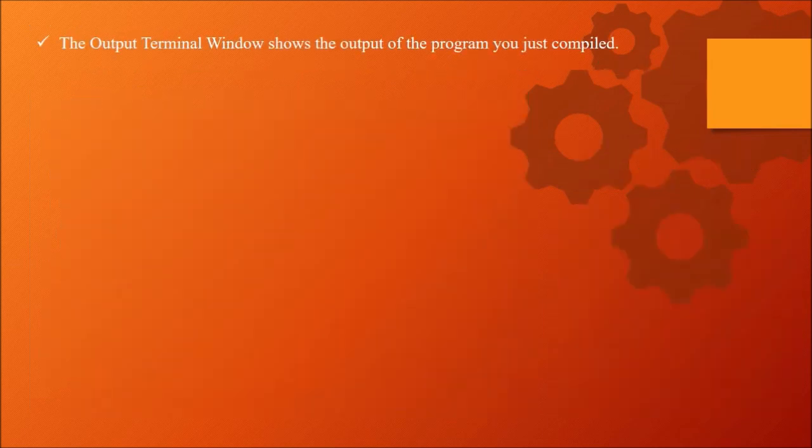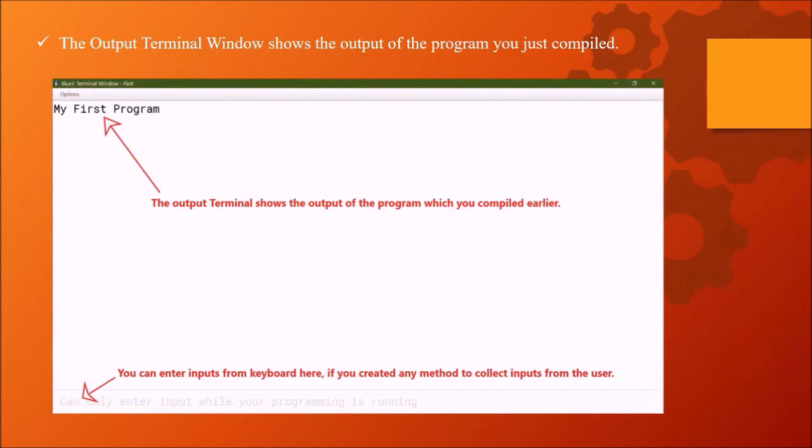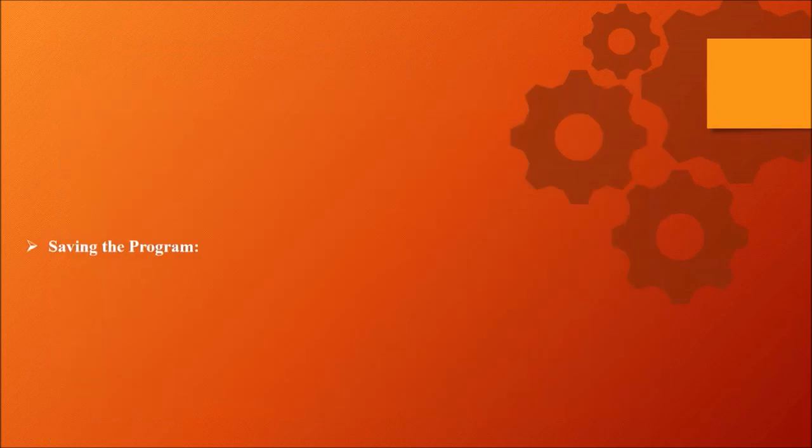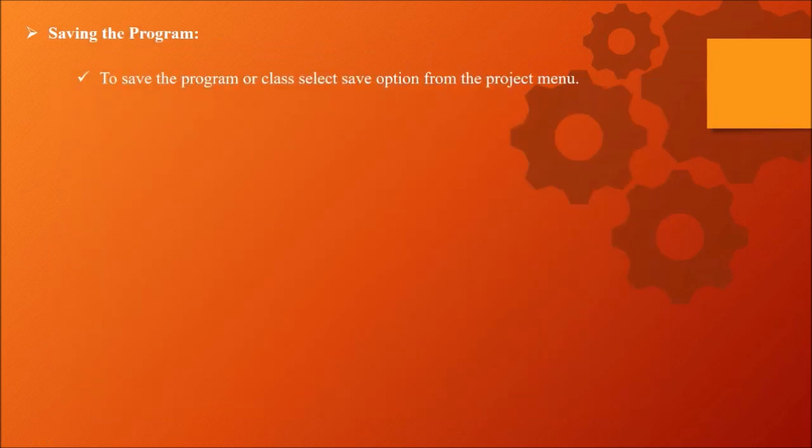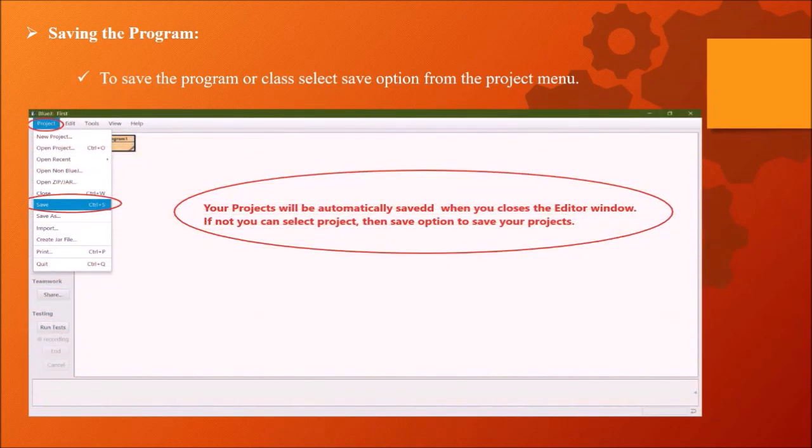Afterwards, the output terminal window shows the output of the program you just compiled. You can enter inputs from the keyboard at the bottom if you created any methods for collecting inputs from the user. Next topic is saving the program. To save the program or class, select the Save option from the Project menu.